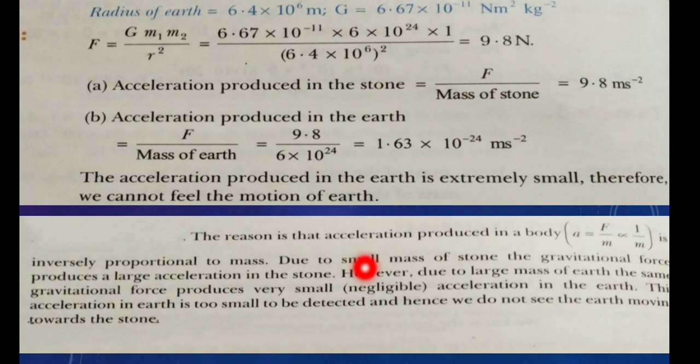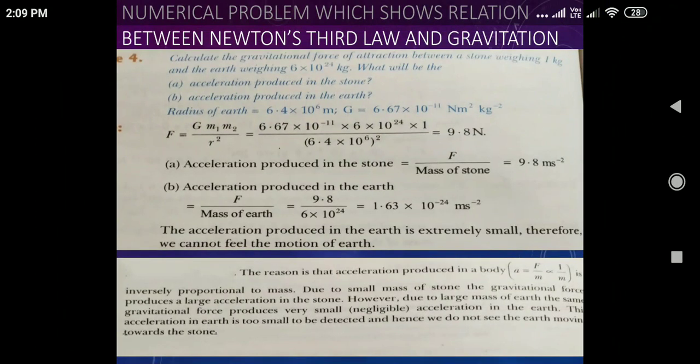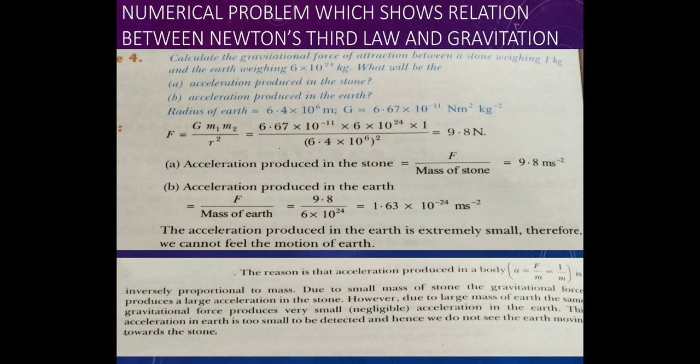Okay, this acceleration in the earth is too small to be detected. It is so small that it can't be detected, and hence we do not see the earth moving towards the stone. So this numerical will make you understand how Newton's third law and gravitation are related to each other, and why the stone moves towards the earth and why the earth does not move towards the stone, because of the relation that acceleration is inversely proportional to mass.